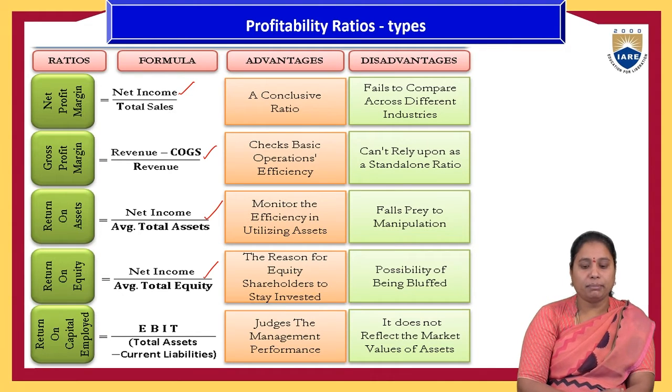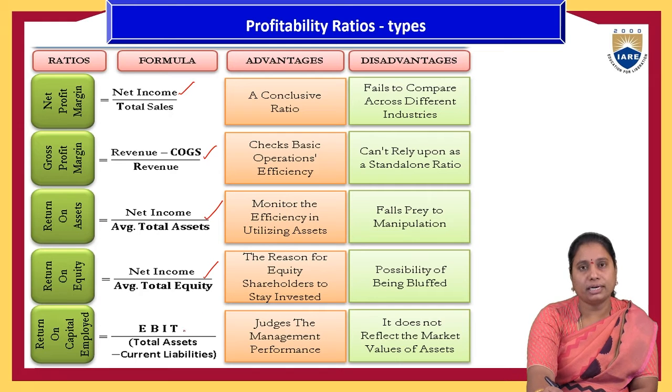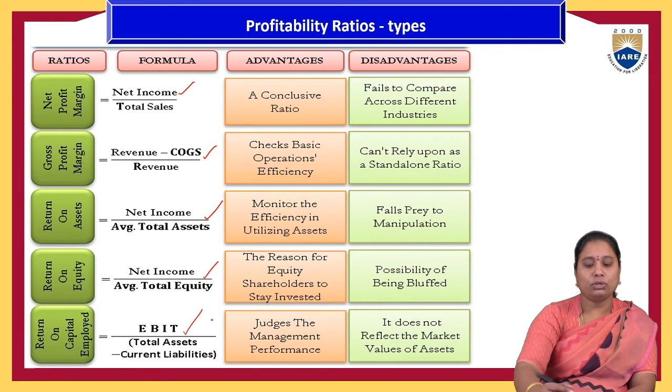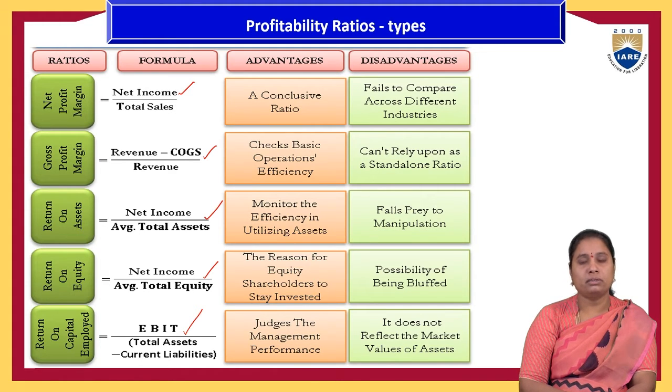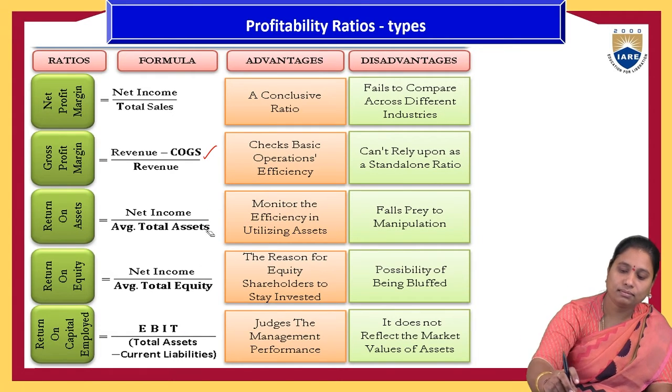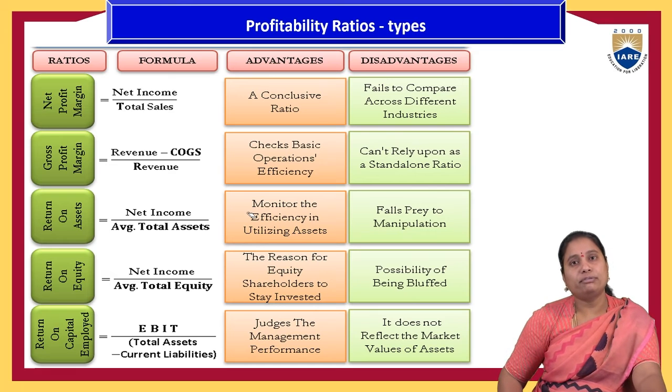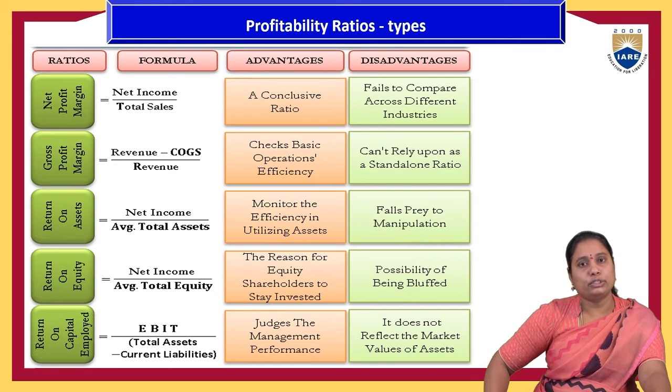Return on capital employed is calculated as earnings before interest and tax divided by total assets minus current liabilities. That is, out of the fixed assets, the benefit gained is evaluated to judge management performance efficiently, but it does not reflect the entire market value of the assets. Only one part of it is taken into consideration. That's a summary of the formulas, advantages and disadvantages related to the profitability ratios.